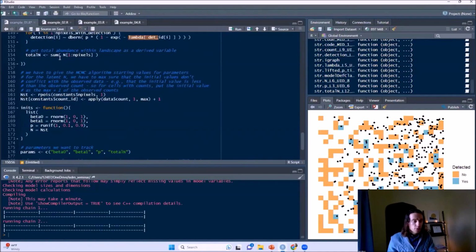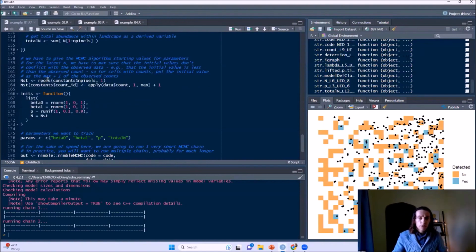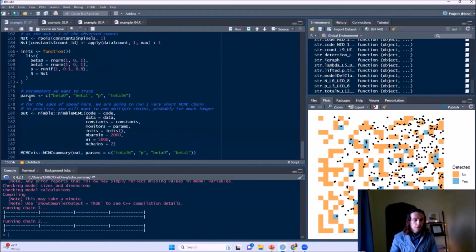Okay, so that was sort of the code, and it looks like it finished running here. I'll just note here that with using Nimble and these other sorts of Bayesian modeling languages, you have to provide initial values for your MCMC algorithm. So that's what I'm doing here. You have to tell the model what parameters you want it to track. And then since this is run, I will just look at this output.